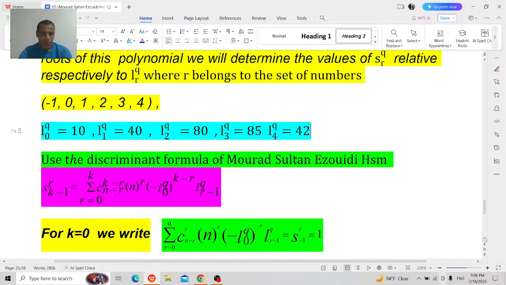We start. So this is the discriminant formula of mine. It tells you that S_{k-1} of order r equals the sum from 0 to k, combination n minus r, choose k minus r, n raised to the power r between parentheses, negative L0 of odq raised to the power k minus r times L_{r-1} of odq. Always, learners, we use this formula to find the coefficients of the new polynomial. After that, you write your new polynomial and try to solve it. After solving it, go back to your original polynomial equation.